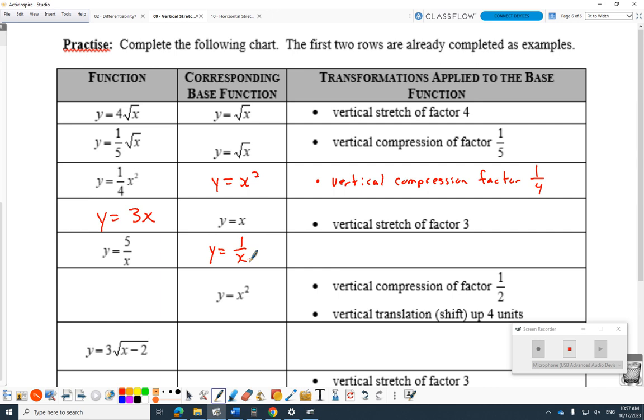So what happened between 1/x and 5/x? What did someone do to it? They vertically stretched it by factor 5. Vertical stretch of factor 5.